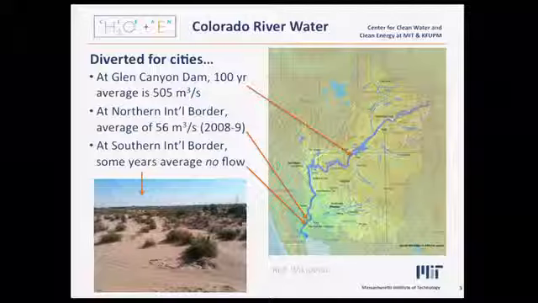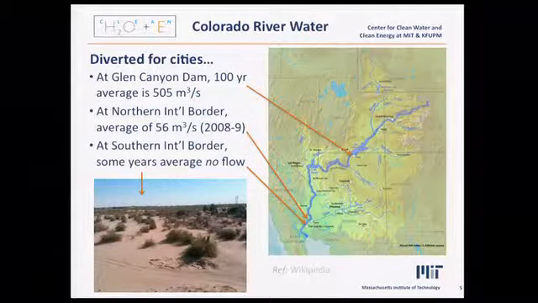This is a map showing the Colorado River. You'll all be relatively familiar with what's illustrated. At the Glen Canyon Dam, the 100-year average flow is about 500 cubic meters per second. I'll use cubic meters a lot today. A cubic meter is about 1,000 liters. Well, it's exactly 1,000 liters.